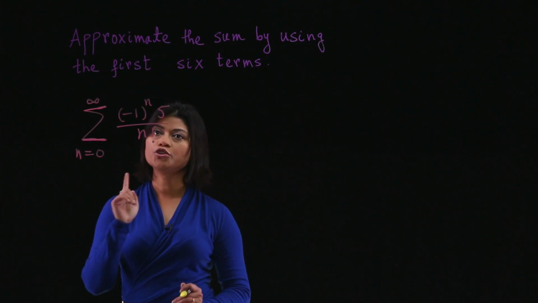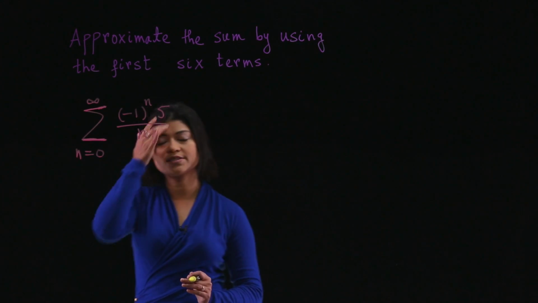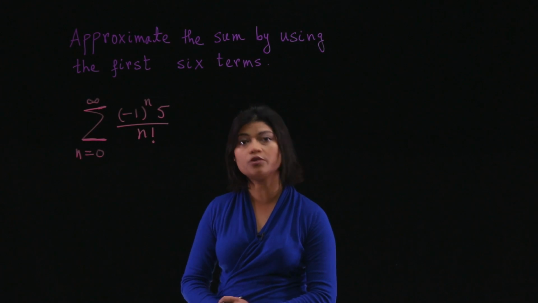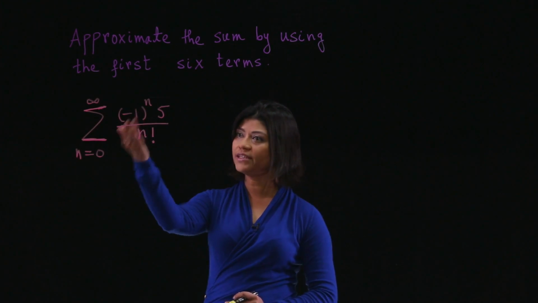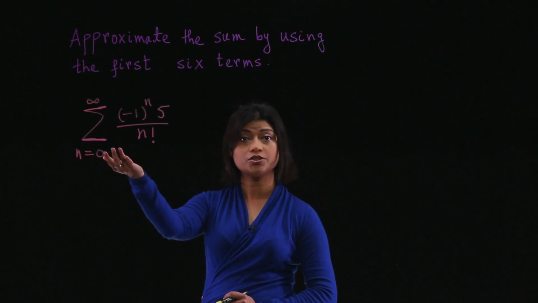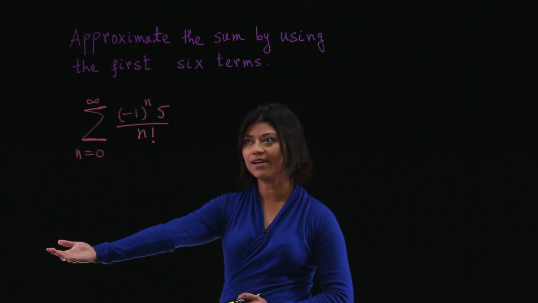So, first thing you should notice is, given a series, it doesn't always converge. So, not always will it have a sum. So, let's check if this series will converge, and then we can approximate its sum.